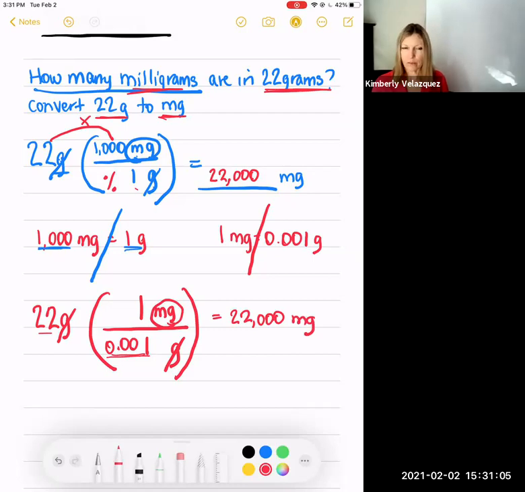So that's a very basic one-step conversion. You need to always write down your equivalency, make it into a fraction, decide which way to flip the fraction, which number is going to go on top in your numerator and which one's going to be on the bottom in your denominator. Okay, let's do another one.